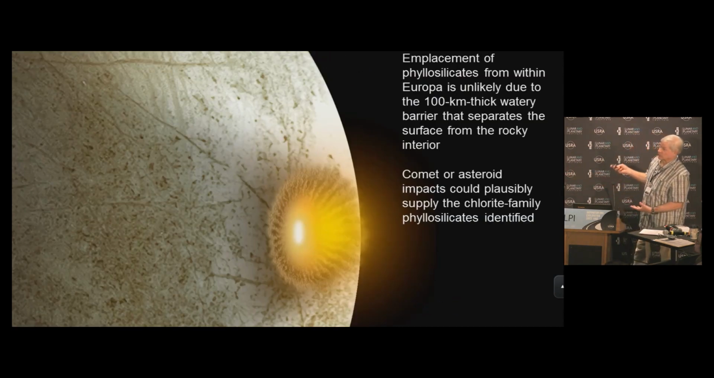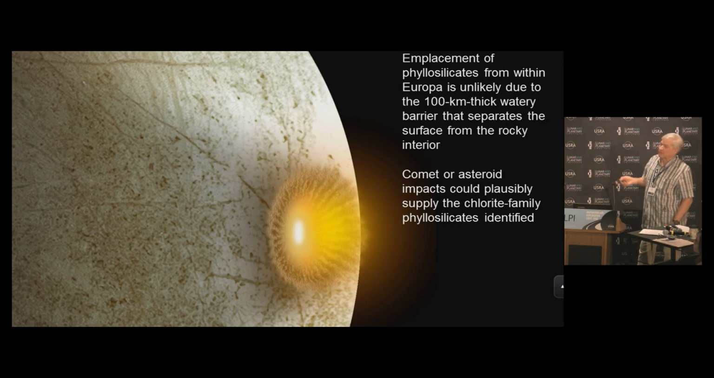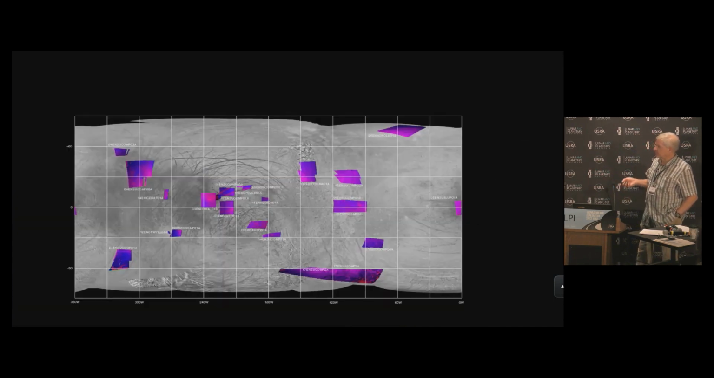Right, you have what looks like a crater. We should verify this when Clipper gets there. Is it a crater? Is it something else? But you can actually find comets and asteroids with the proper compositions to deposit the chlorite stuff we see.